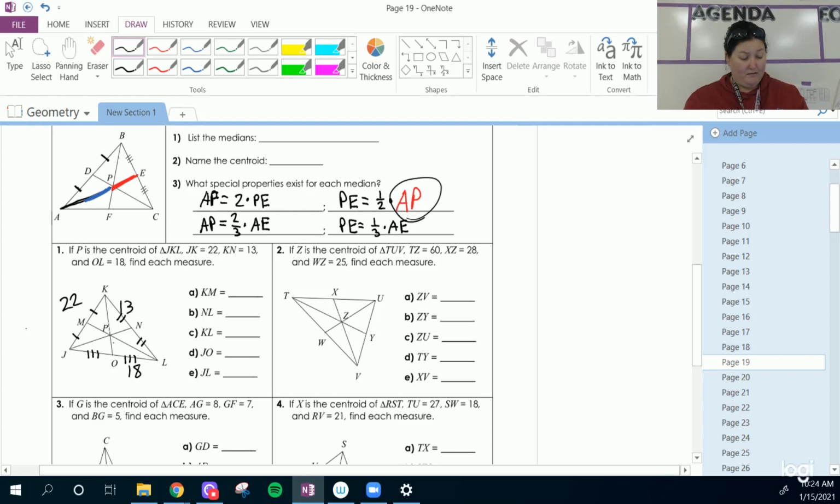So KM is right here. So KM is going to be half of 22 because 22 gets split in half. So that's 11. NL is this piece here. NL is congruent to KN, so that's 13. KL is the whole thing, so if we know that both of these pieces are 13 and we combine them, we get 26. JO is this piece here, that's 18. And JL is this whole thing all together, so 18 plus 18 is 36.